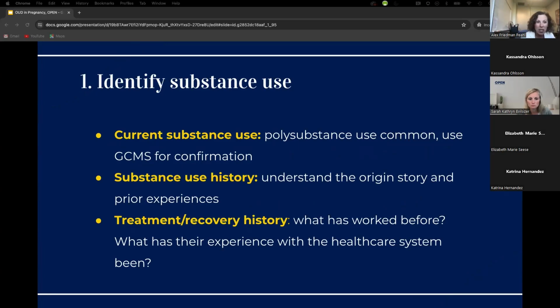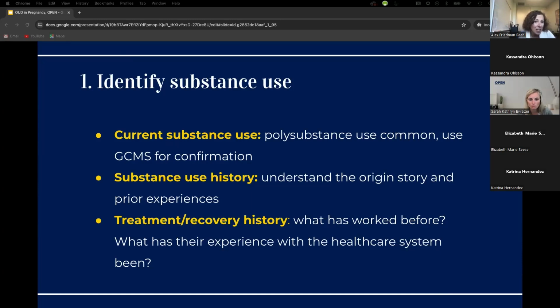Many of these steps will be intuitive to those of you who are already providing substance use care. First is to really understand the current substance use. Many of our patients have polysubstance use, and it can be helpful to use gas chromatography for confirmation because of the contamination in the drug supply, as we discussed before. I think that understanding patients' origin story of their substance use is critical for helping their path to recovery. And it also provides a moment of connection and a relationship building experience between you and the patient, and often the support people who are with them.